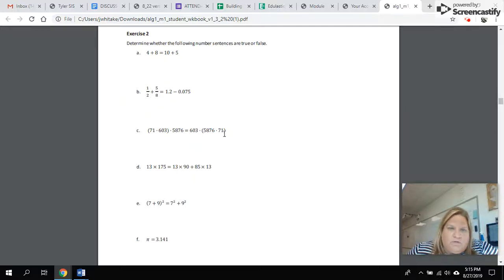The commutative and the associative properties. Just because we group it differently and order it differently doesn't mean that it's going to get you a different number or a different value.